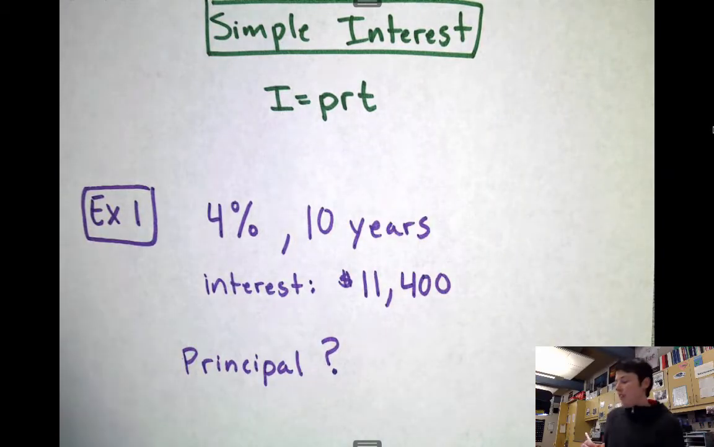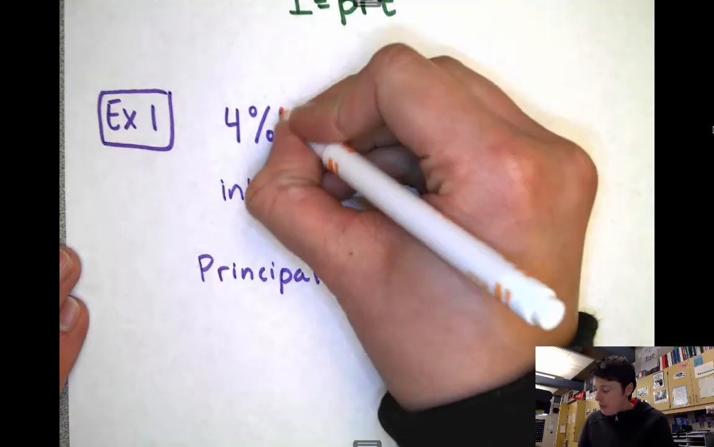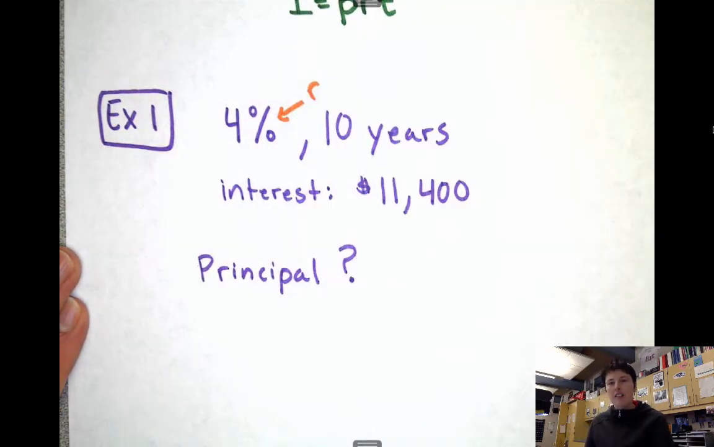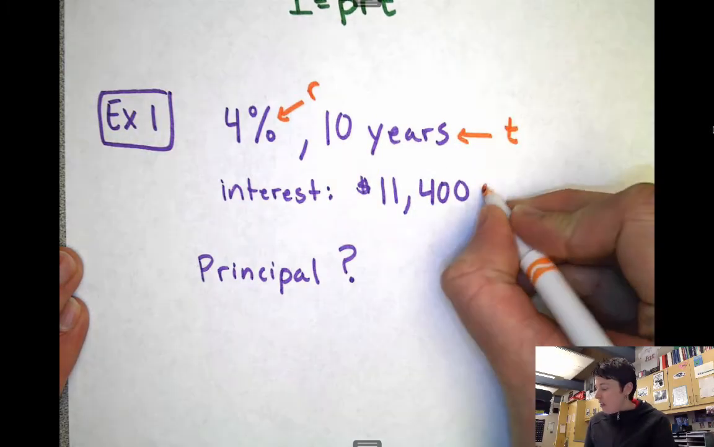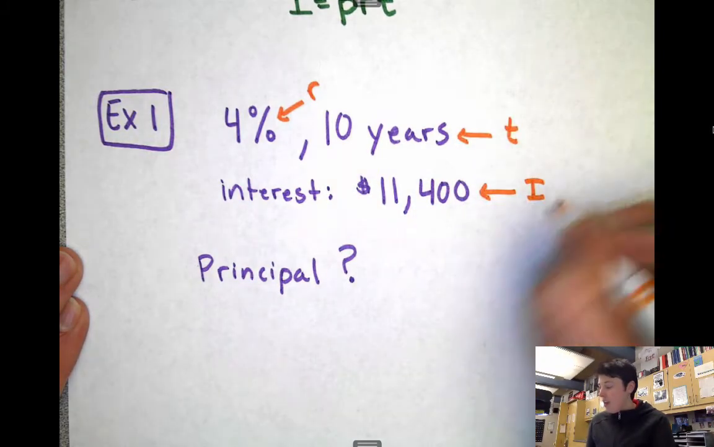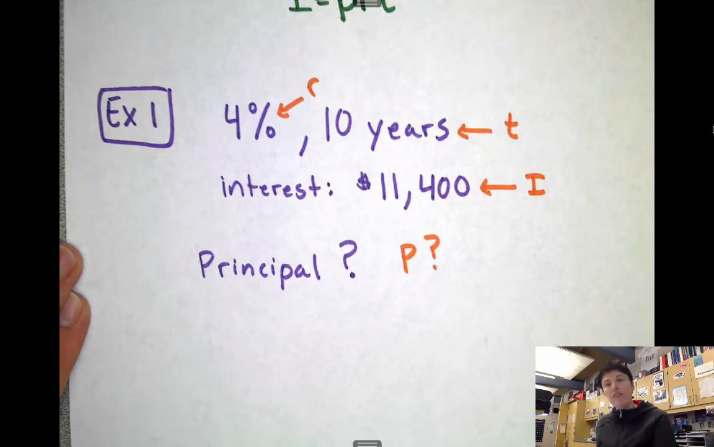So look at what we're given here. We're given different facts. We're given 4%. Well, that's our rate. That's our R. We're given 10 years. That's our time. And we're given our interest. That's our I. What we don't know is what's our principal. That's the missing piece of our formula.